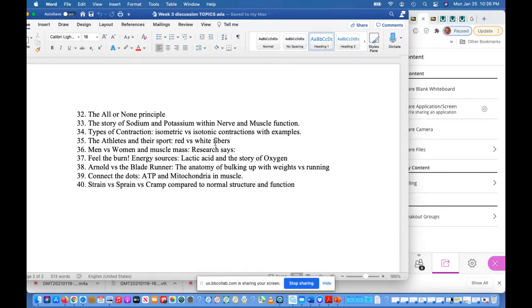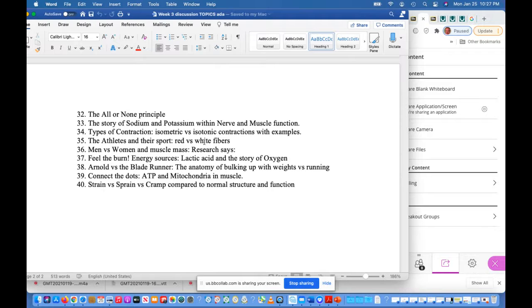The red versus white fibers, also known as fast and slow twitch fibers. These help you understand which has better blood supply. They're red fibers. White fibers have poorer blood supply. Some of them have more mitochondria, less mitochondria, which helps to explain why some are used for power and strength but fatigue easily, whereas some are used for longer distance, like marathon runners. So you want to compare the difference.